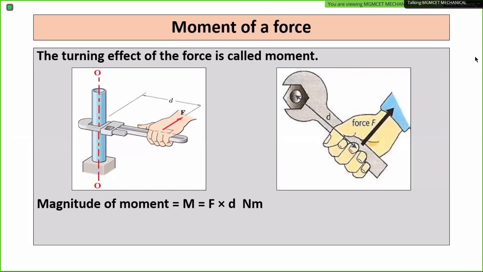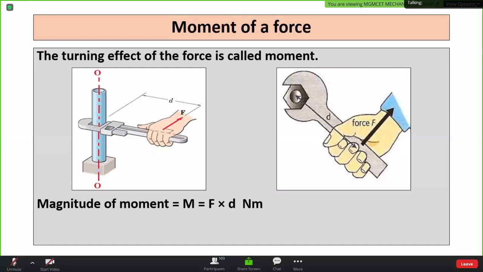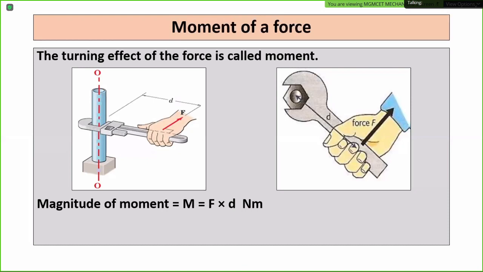First diagram में देखो, the pipe will rotate about the axis OO. In the second figure also, nut क्या होता है? Rotate होता है. Nut rotate होगा तो क्या होगा? About its center point. So the nut is rotating about its center, and that center is called moment center. So the rotation has to be measured. The measure of the rotation is nothing but the moment, and the magnitude of moment is represented by the capital M, and its magnitude is the force multiplied by D.